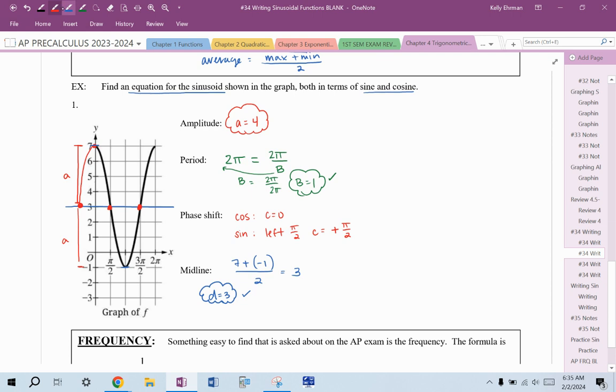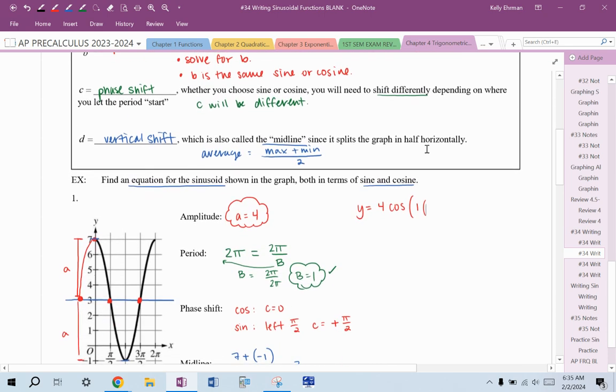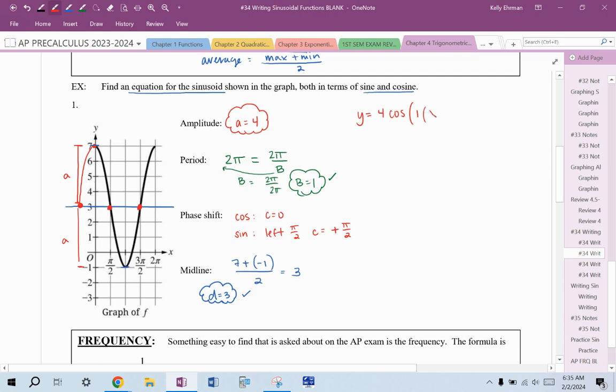It doesn't matter which one you write first. I'm going to start with the cosine curve because this looks like a cosine curve to me. So y equals a is 4, cosine, parentheses, b is 1. I am going to put the 1 in there and the zeros just because I'm not sure for our AP test. I think it will say find the values for a, b, c, and d. So I just want to make sure that I write them out. Okay, so x, and then 0 shift for cosine, so you can write plus or minus 0, it doesn't matter. And then shift up 3, so plus 3. So here's the cosine equation.